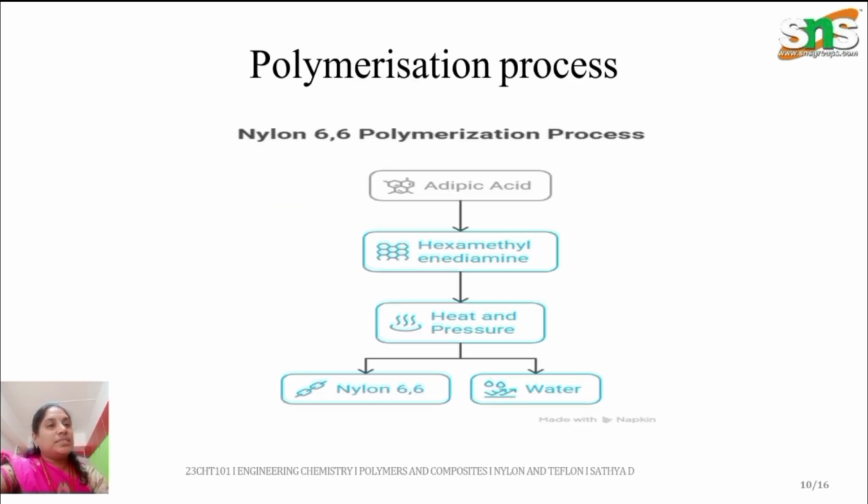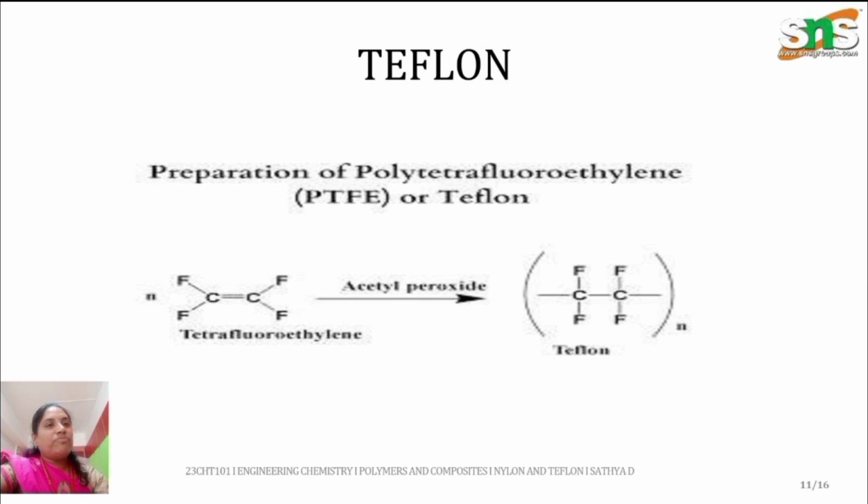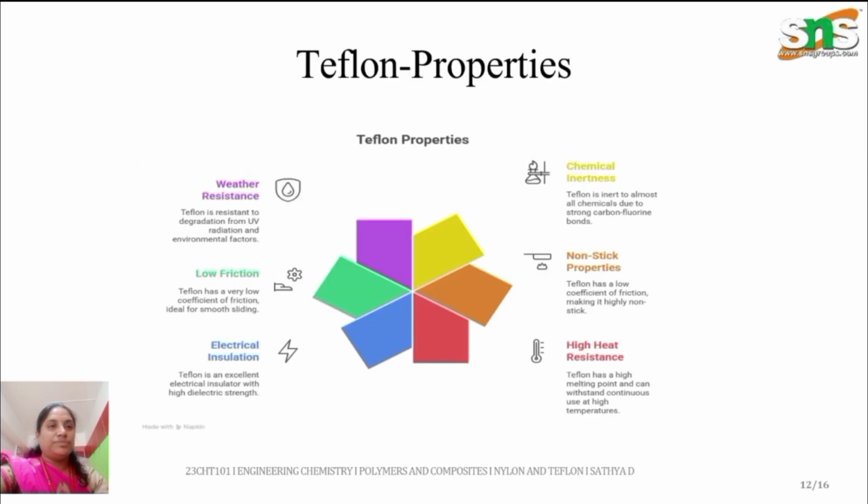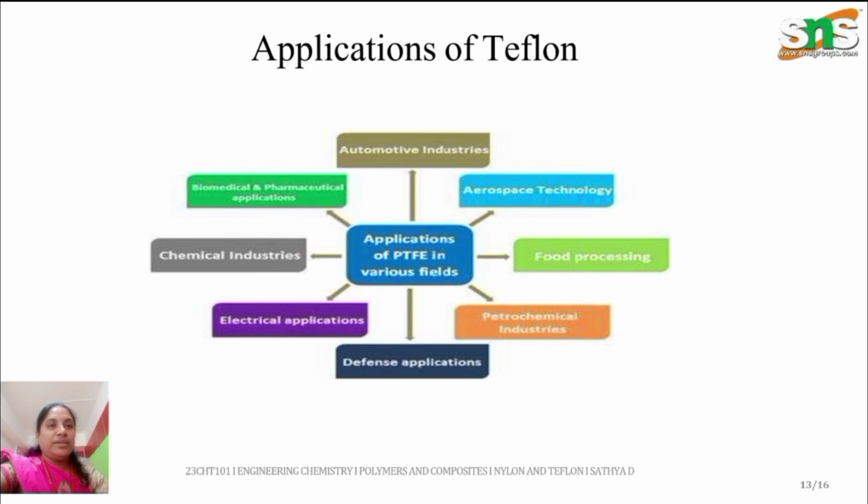In the nylon 66 polymerization process, the same adipic acid and hexamethylene diamine are heated under pressure to give nylon 66 and water. For the preparation of polytetrafluoroethylene or Teflon, tetrafluoroethylene undergoes polymerization in the presence of acetyl peroxide to form Teflon. These are the Teflon properties: weather resistance, low friction, chemical resistance, non-stick properties and high heat resistance. So we use Teflon in cooking vessels.